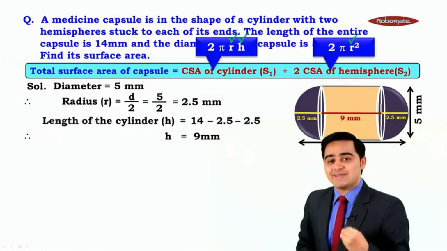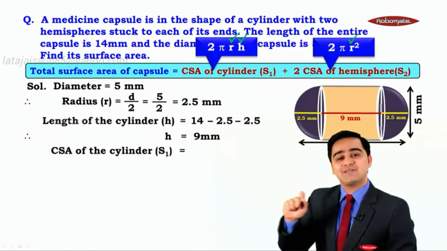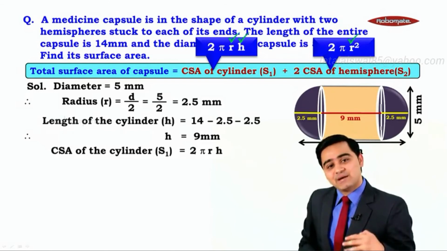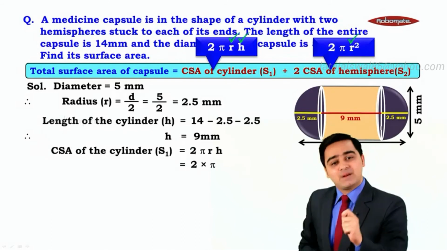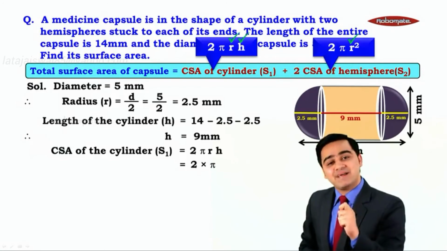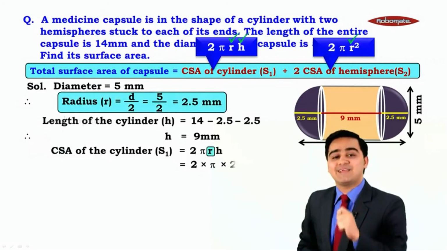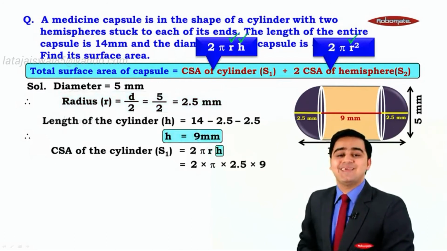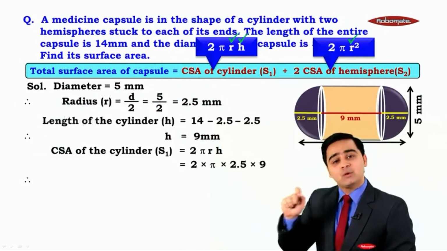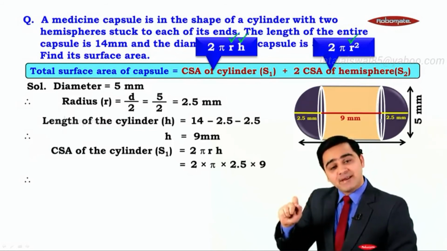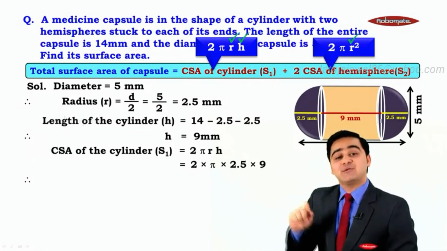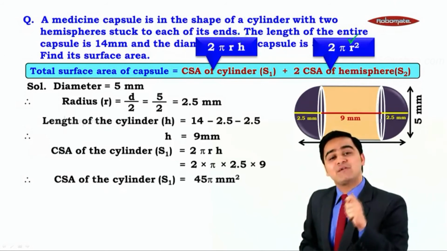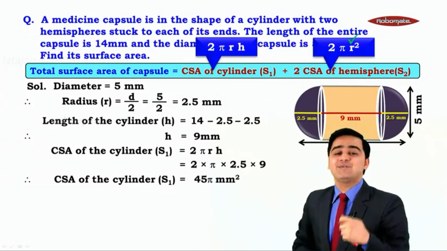Let us now focus on the calculations. Let us first write curved surface area of the cylinder. The formula is 2 pi RH. Let us now substitute the values. In place of 2 we'll write 2. In place of pi we'll write pi. R we know, yes, it is 2.5, and the height of the cylinder we got just now, it is 9. Now my dear students, 2 into 2.5 is 5, 5 into 9 is 45. So we have curved surface area of the cylinder, that is S1, equal to 45 pi, yes, millimeter squared.